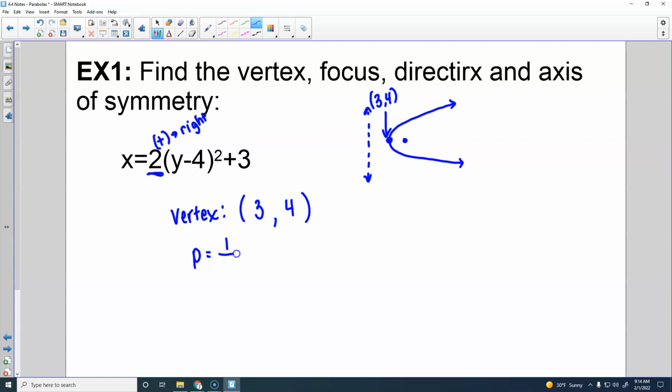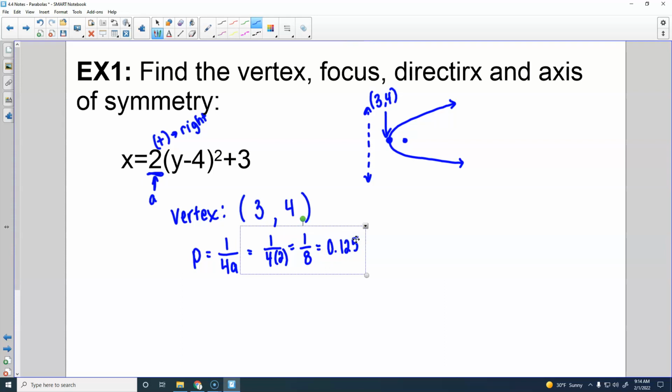So it's 1 over 4A. And A is this number right here out front. So for this particular case, we're going to have 1 over 4 times 2. So 1/8. Or I'm going to go ahead and use a decimal for that, which I believe is 0.125.